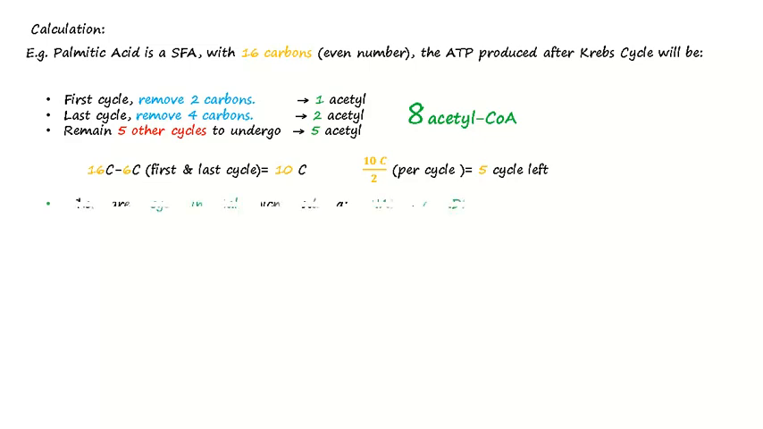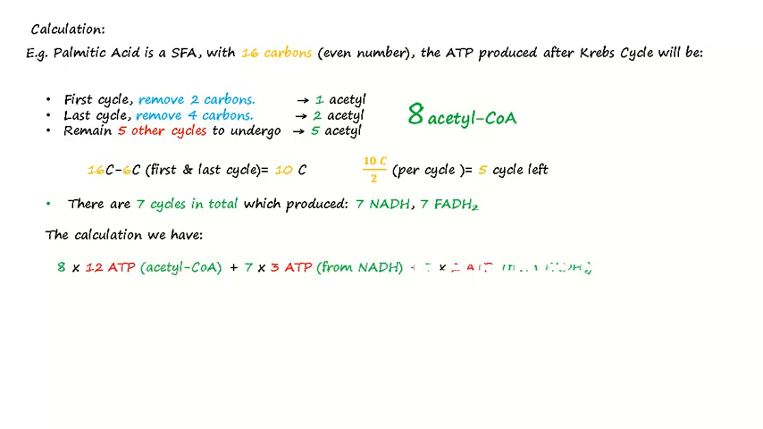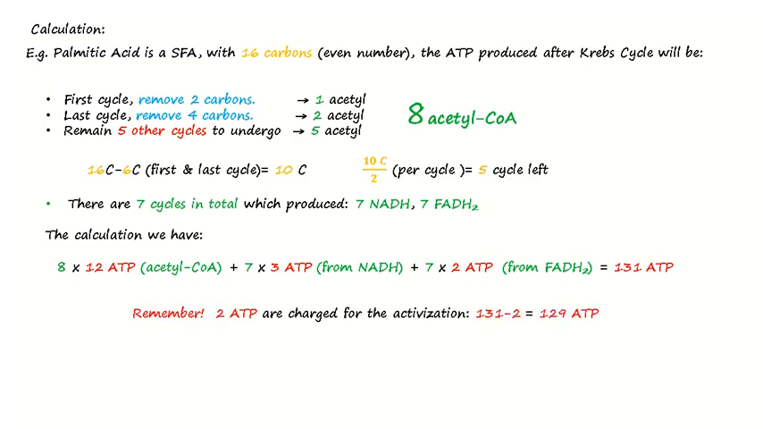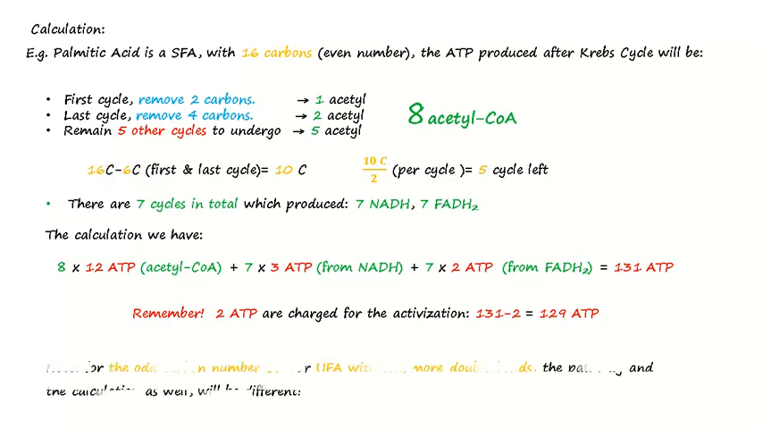The number of cycles is 7, as a result 7 NADH and FADH2 coenzymes will be formed. Each of them is converted into energy. Notice the calculation. There are in total 131 macroergic compounds produced. But since the activation charges 2 macroergic compounds, the final result will decrease to 129. Take note. For odd-number saturated fatty acids, or unsaturated fatty acids with 1 or more double bonds, the pathway and calculations as well will be different.